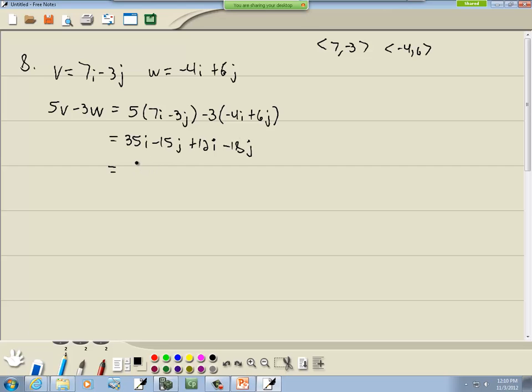Now we want to combine together. You can think of them as like terms or not, but same concept. Here we have 35i plus 12i. That gives us 47i. And here we have negative 15j and negative 18j, negative 33j. And that's our answer.